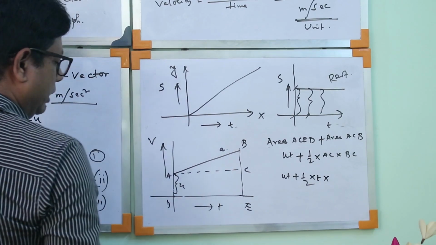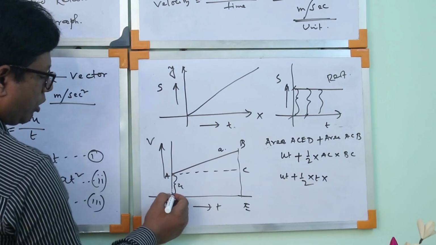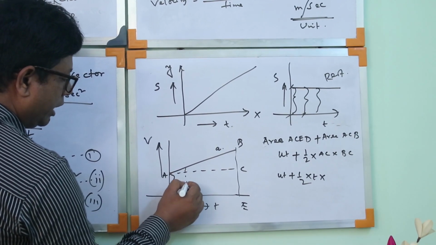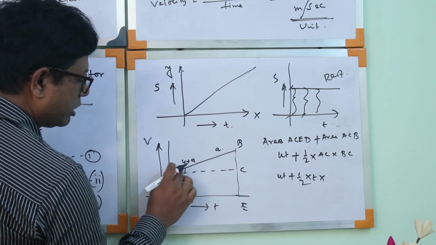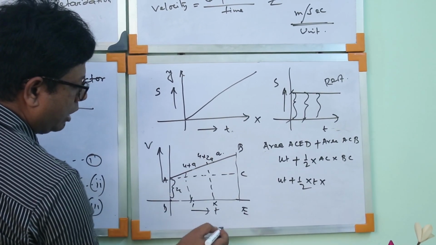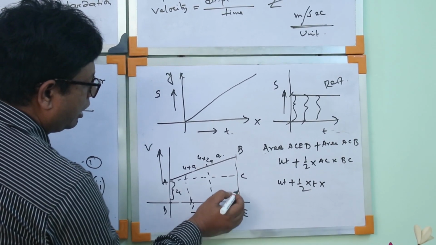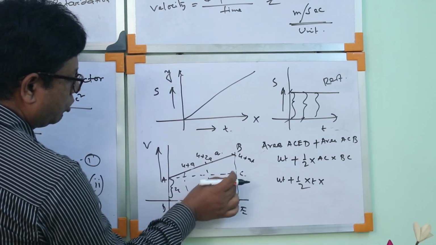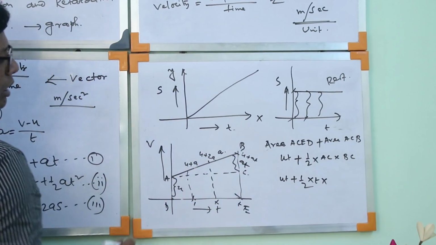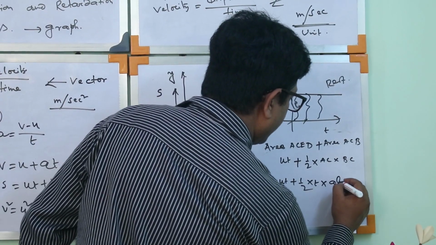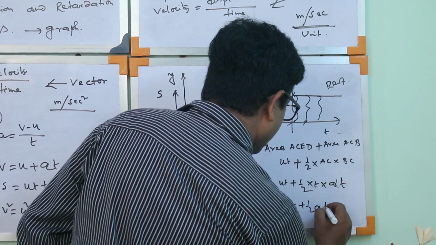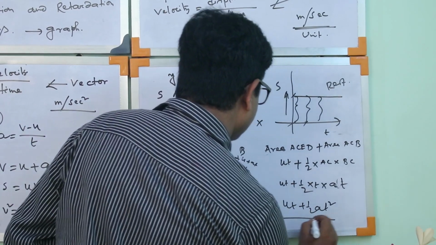And what will be the value of BC? At time t equal to 0 it is u; at time t equal to 1, its value will be u plus a because its acceleration is a. Suppose time is equal to 2, it is u plus 2a. So at time t equal to t, its value will be u plus at. So this is u and this is u plus at. So what will be the value of BC? This is at. So you put this in and you get ut plus half at square. So this is the total displacement.